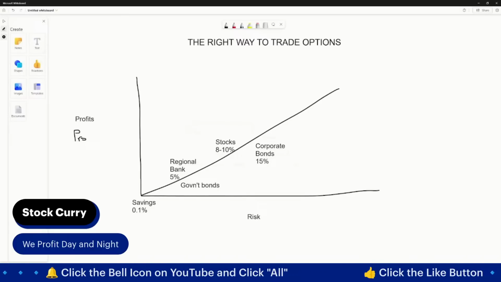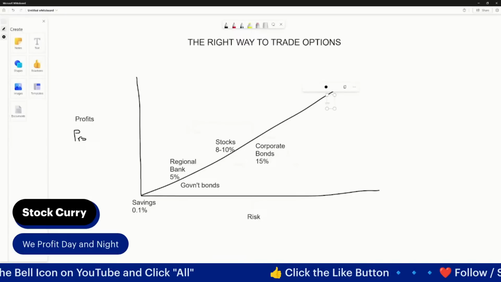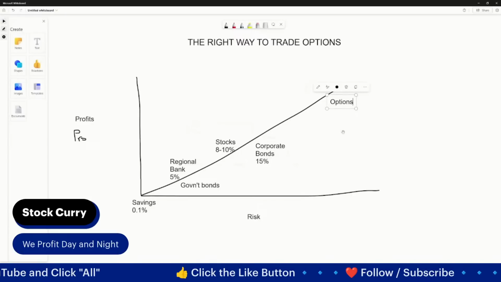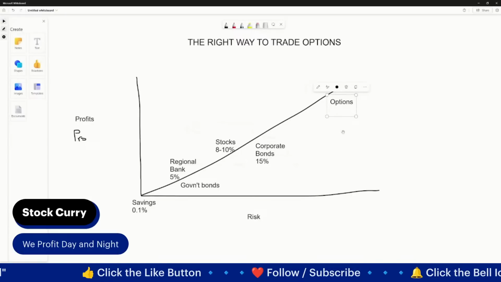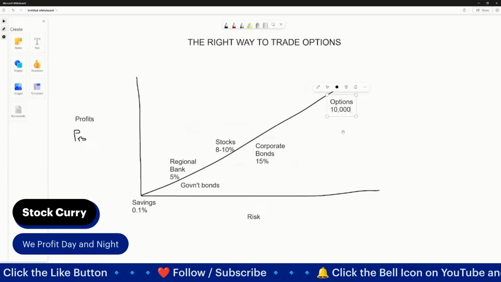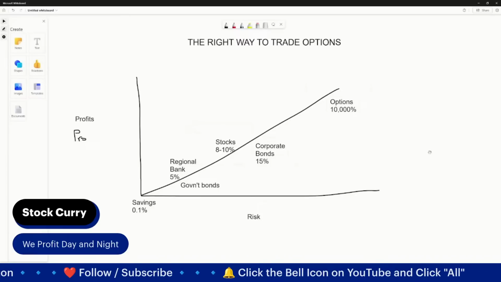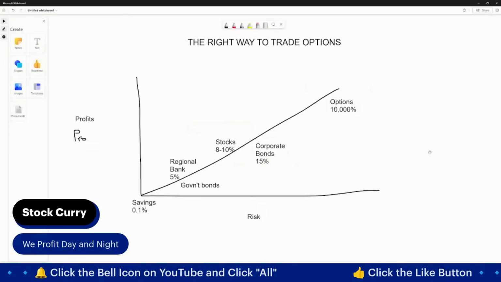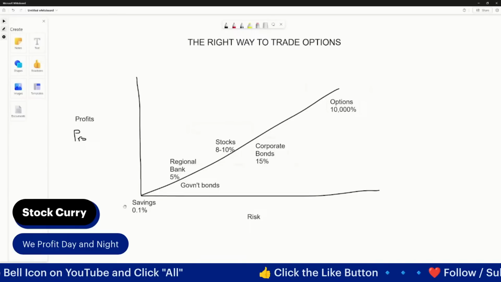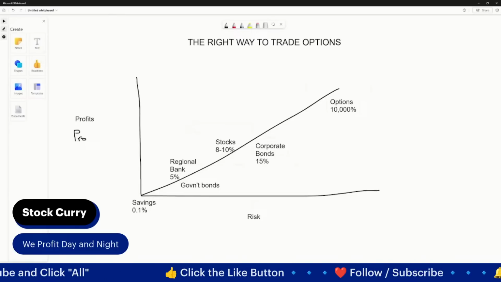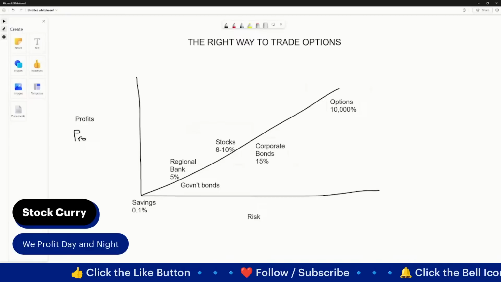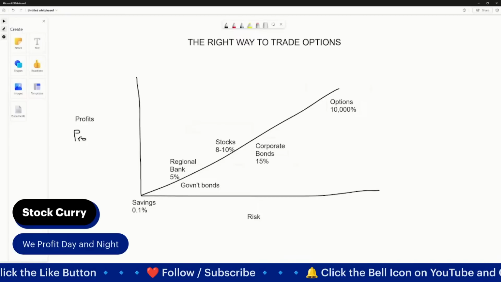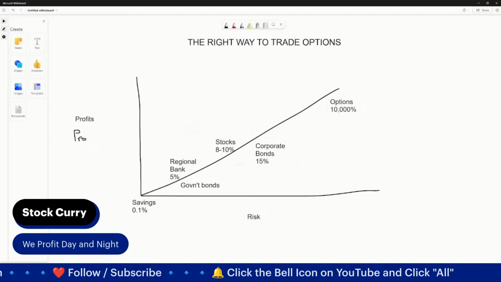And then way up here, we get options. Options, gosh, I've seen options profit as much as 10,000%. But what's the risk? Well, the risk is you get nothing. It goes to zero. So obviously, for that increased risk, you're going to have increased reward, but also a much greater chance of losing everything.